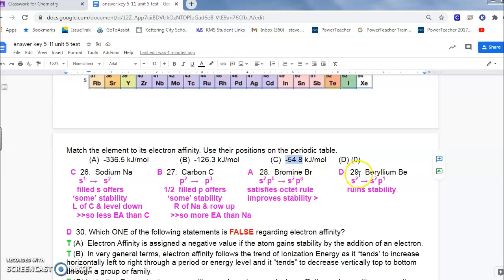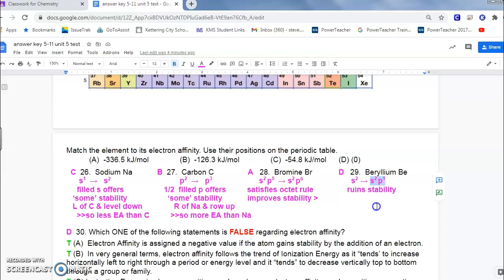But what about beryllium? Beryllium's already an s2. And an s2, we said, offered some stability. If you give beryllium an electron, it would go from being s2 to s2p1. The p sublevel takes energy to open.